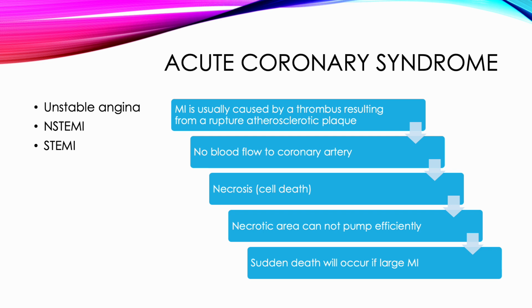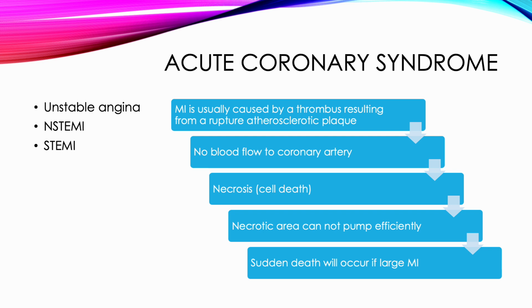So an MI is usually caused by a thrombus, an embolus that breaks off and ruptures, a ruptured atherosclerotic plaque. So it decreases or occludes the coronary blood flow. If they're having an MI, the tissue, the muscle, is going to become necrotic, and that means the cells have died. Now, there's a problem with an MI because the muscle cells have died. Muscle cells that are dead do not contract or conduct electricity.